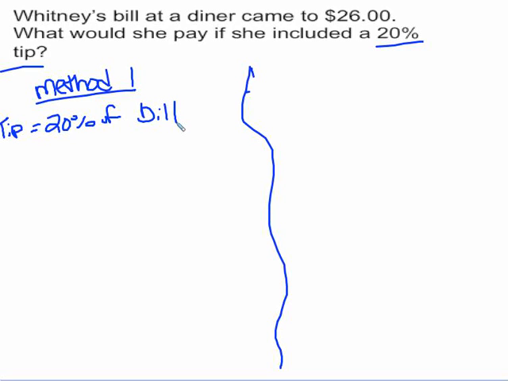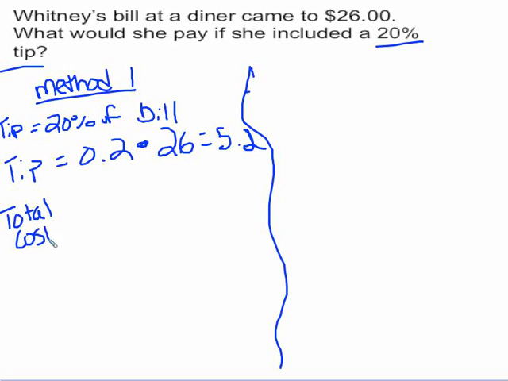Okay, so in order to calculate my tip, that's going to be 0.2 multiplied by 26, which is going to be equal to 5.2, or $5.20. Let me write that more clearly.